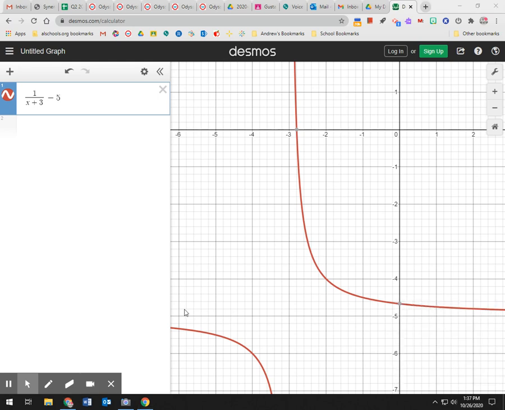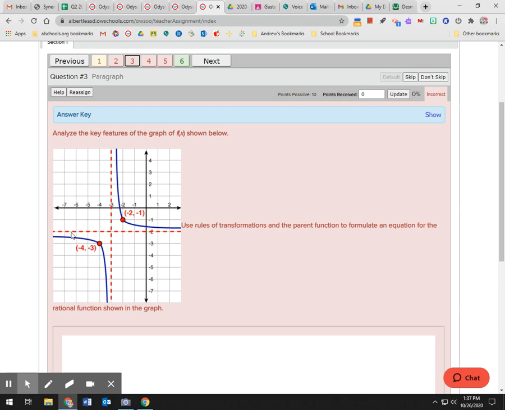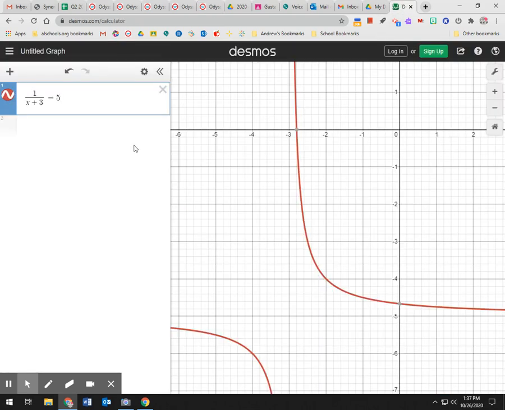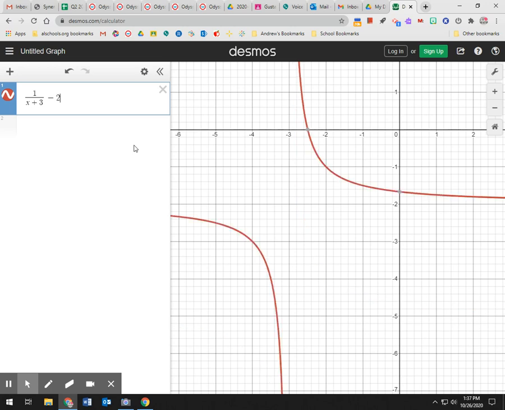And you can see it's shifted to -5 here. In the problem that you have, it looks like that horizontal asymptote is at -2. So I'm going to put minus. That's it. That's the equation.